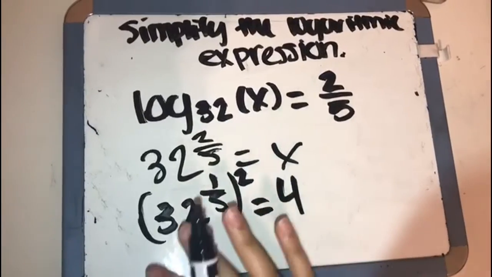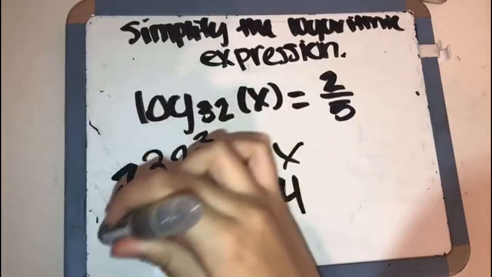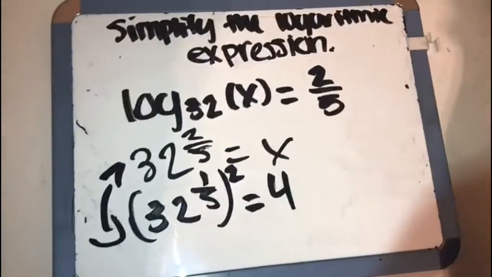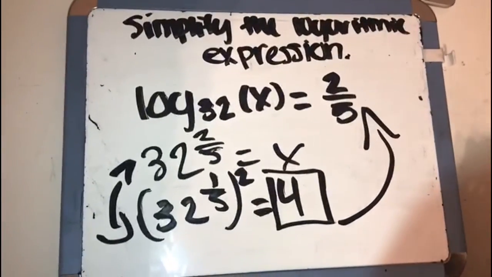Right, okay, sorry. So basically, 32 to the 1/5 squared, times by 2, equals 4, which is basically the same thing as this, but simplifying it more. And this 4 is basically your answer for this equation.